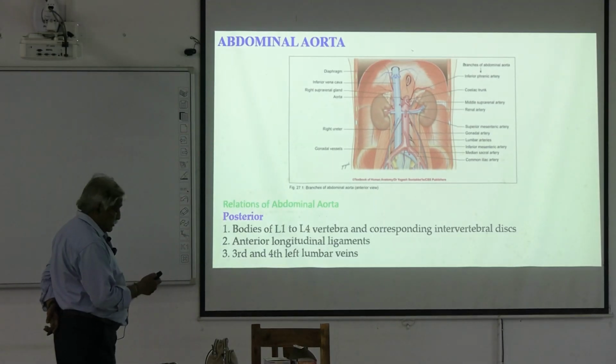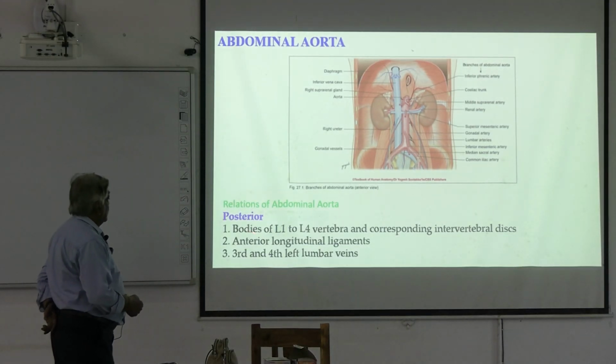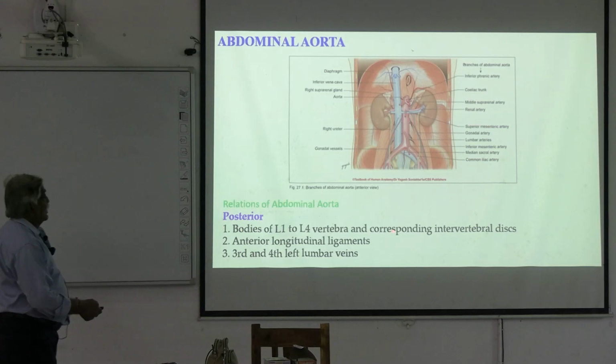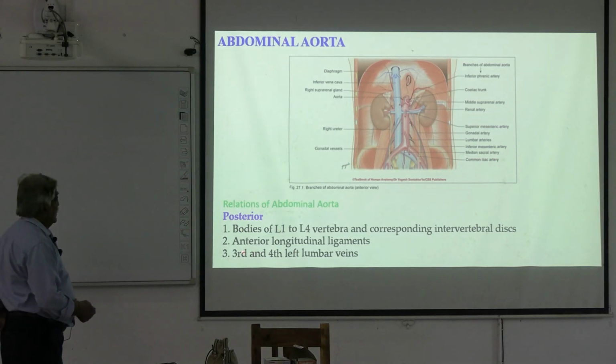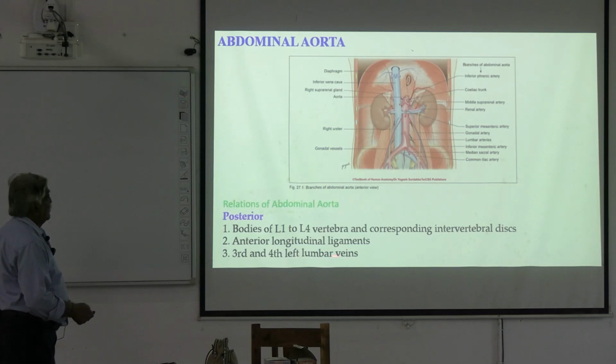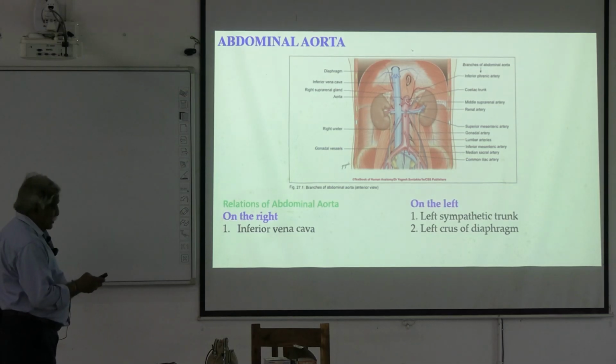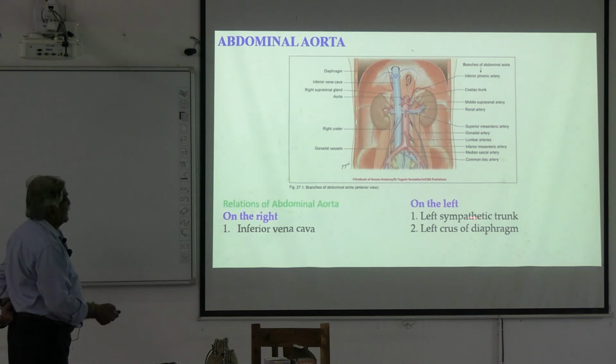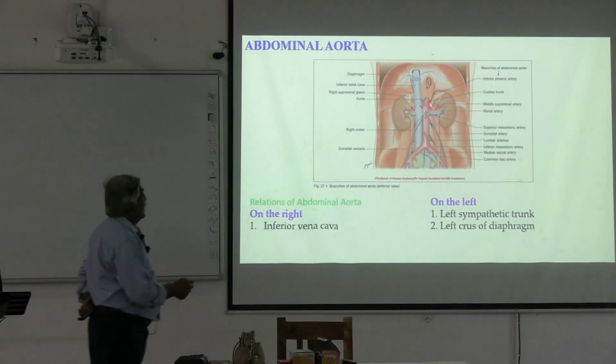Now, relations of the abdominal aorta, posterior: body of L1 to L4 vertebra and corresponding intervertebral disc, anterior longitudinal ligament, and third and fourth left lumbar veins. On the right, inferior vena cava, this is on the right, and this is on the left, the abdominal aorta. On the left, sympathetic trunk and left crus of the diaphragm.